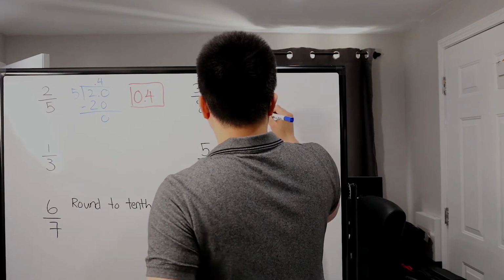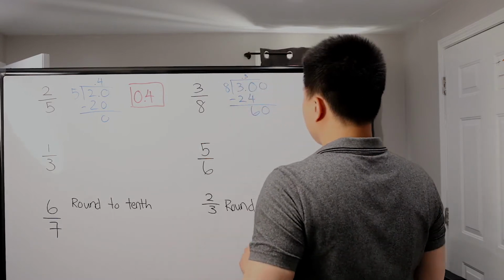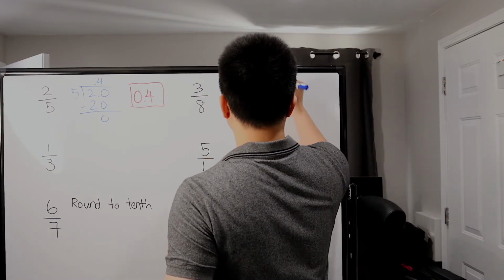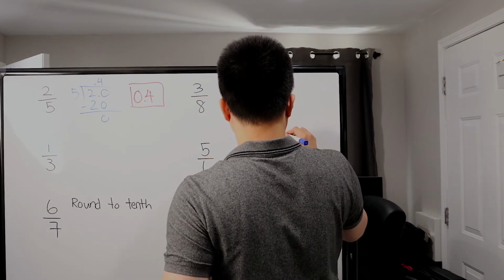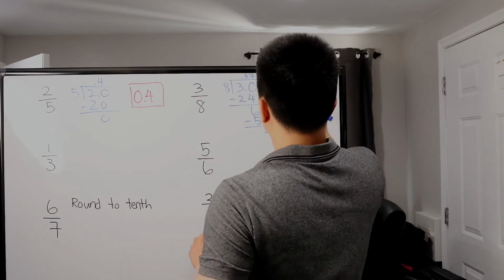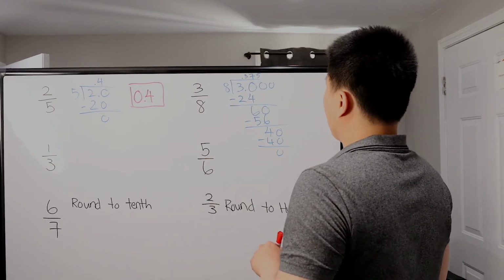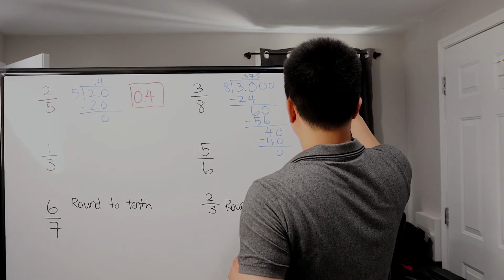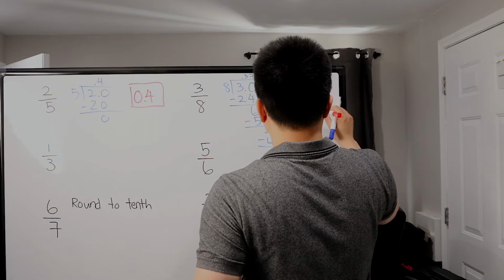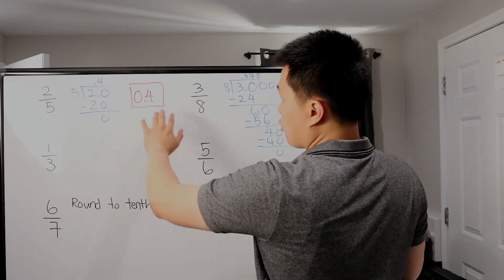Subtract, we have 6. Now after a decimal, you can add as many zeros as you want, so let's bring another 0 down. 8 goes into 60, 7 times, 56. Subtract, you have 4. Bring down another 0, and that's 40. 8 goes into 40 five times, so subtract 40. You have 0, so that means we're done here. We have 0.375.